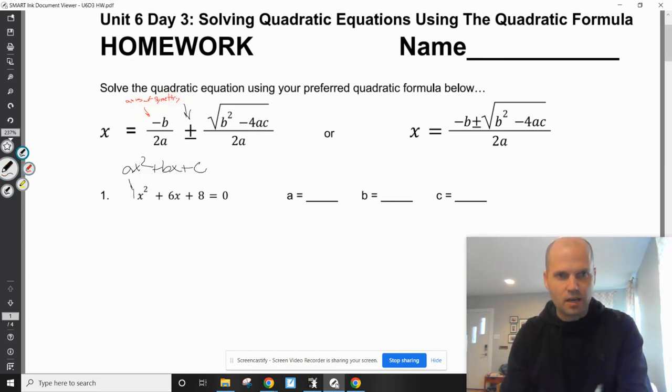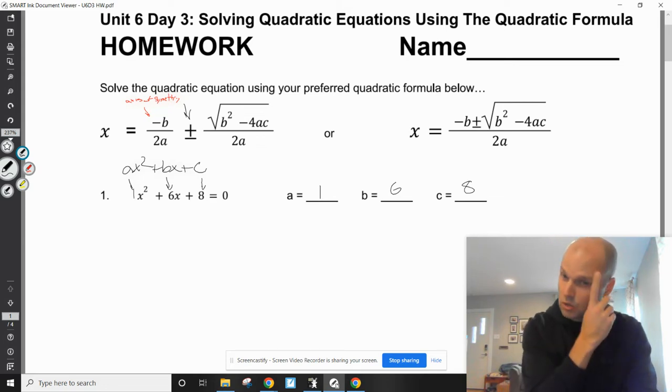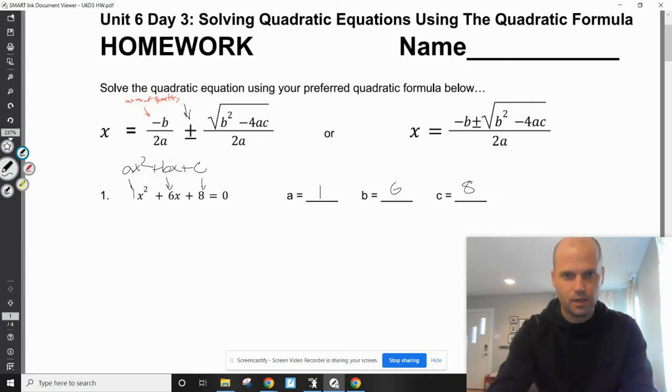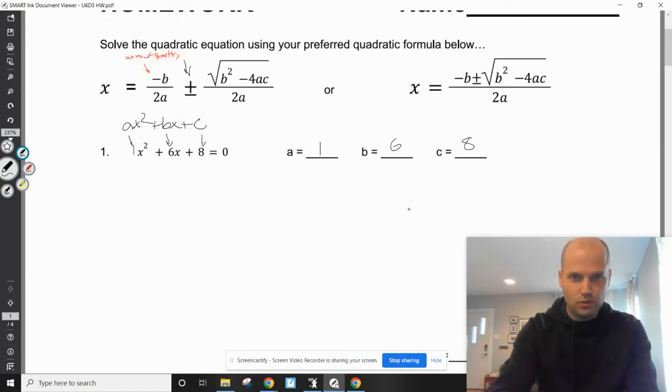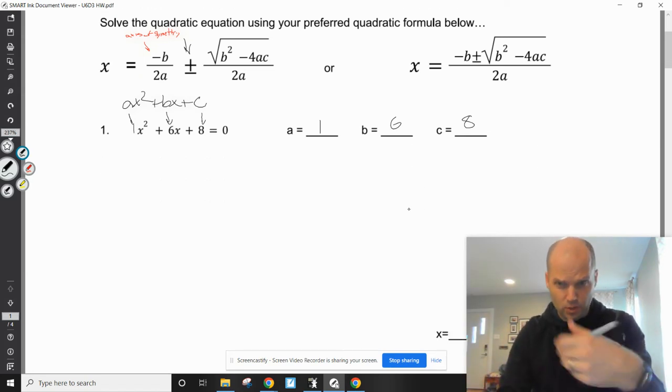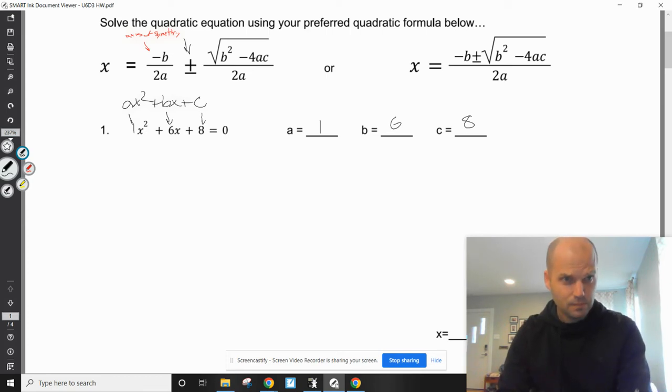Okay. All we got to do, identify a. A is the number that comes before x squared. B is the number that comes before x. C is the number by itself. Plug those numbers into our quadratic formula. Okay. I'm going to flip-flop which method I use. Do the method on the left for this one, do the other method on the right for that one.